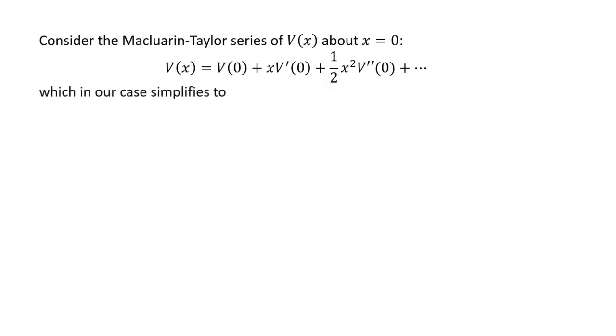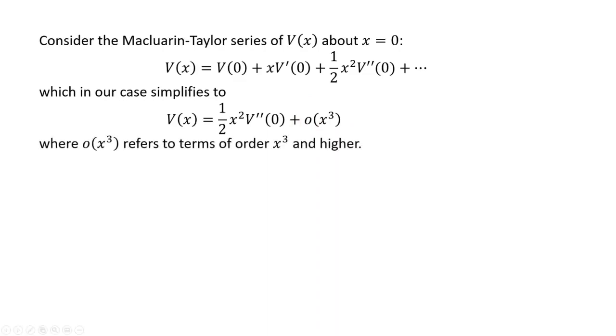Now in our case, this will simplify. As we saw on the preceding slide, the first two terms will fall away. So we end up with this, where this simply refers to all terms of order 3 and higher. So we can find in here x to the power 3 and x to the power 4 and higher. So no x squared or x's or any other constants in here.